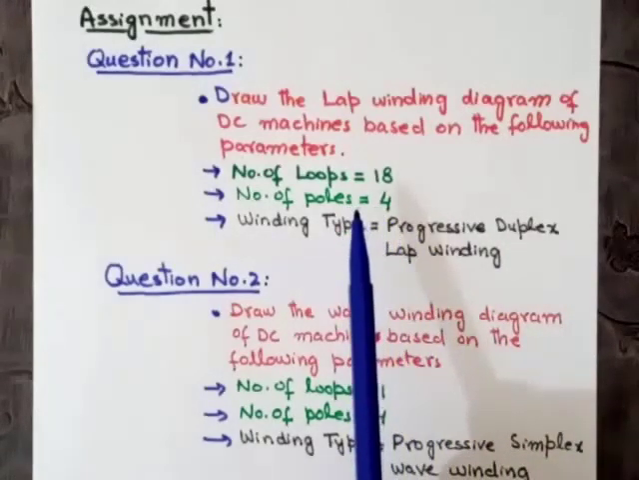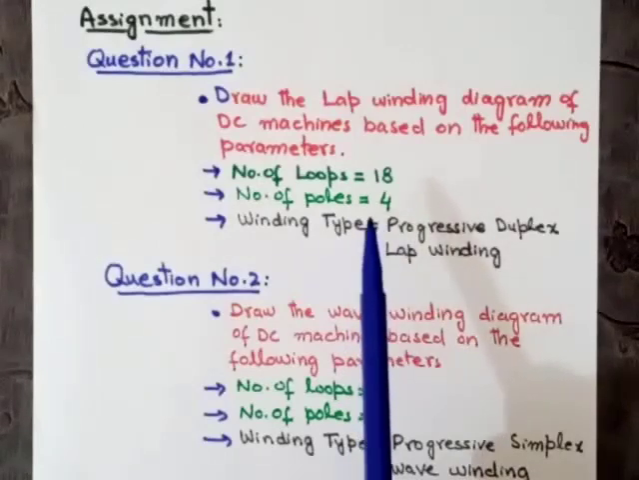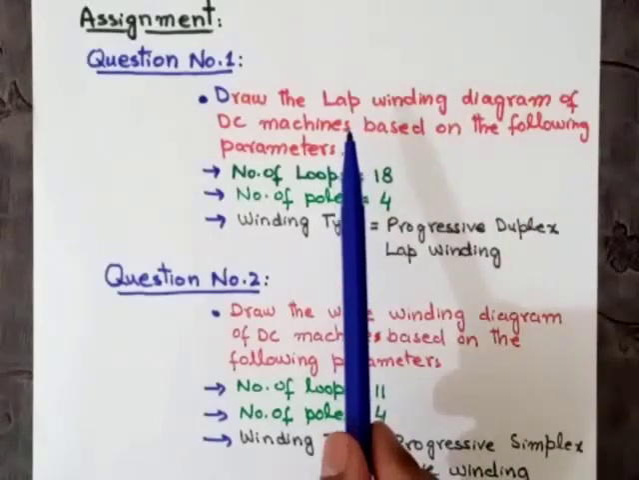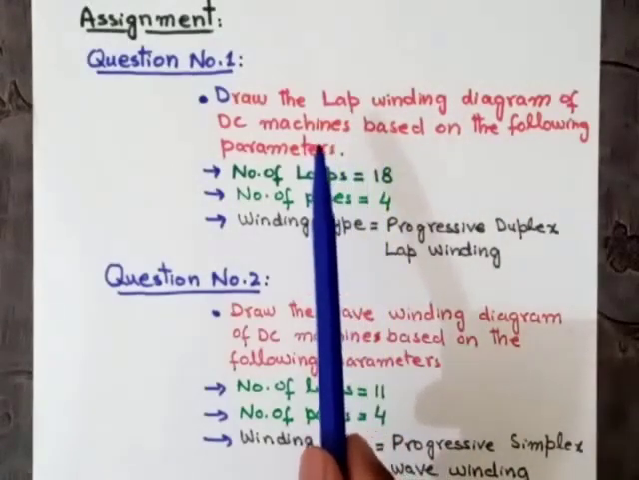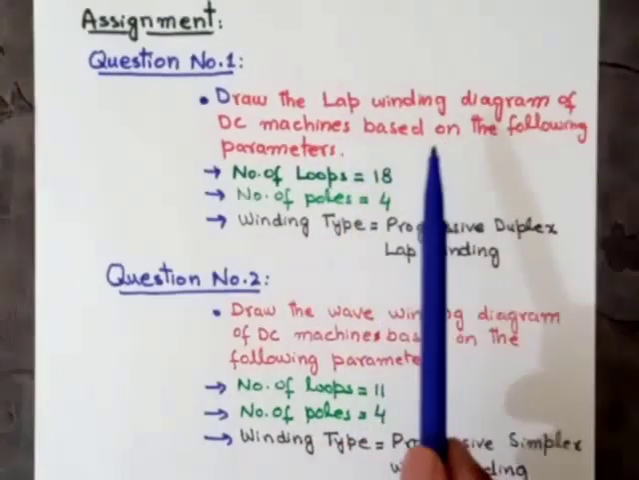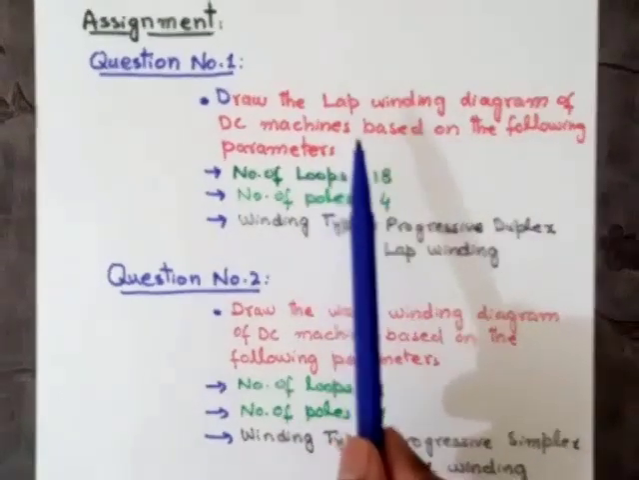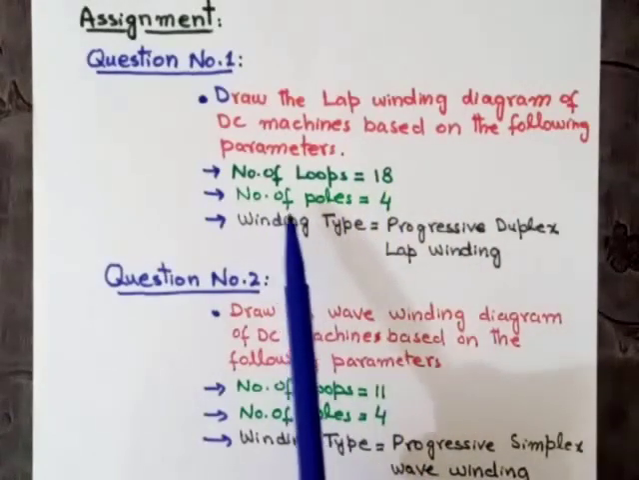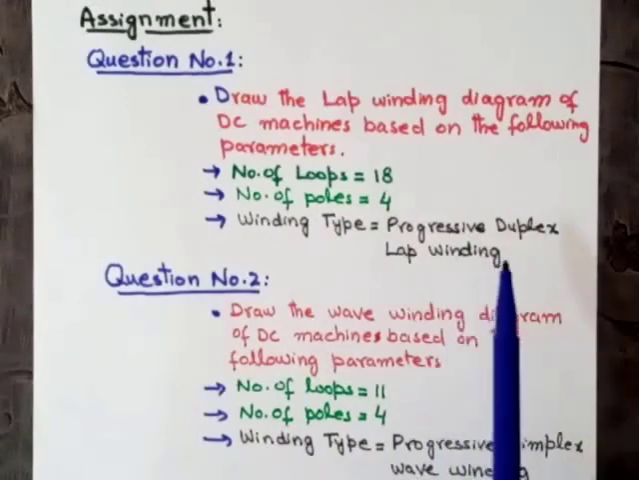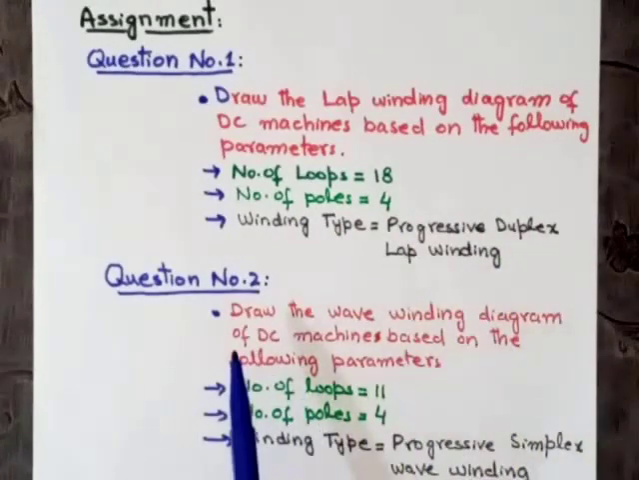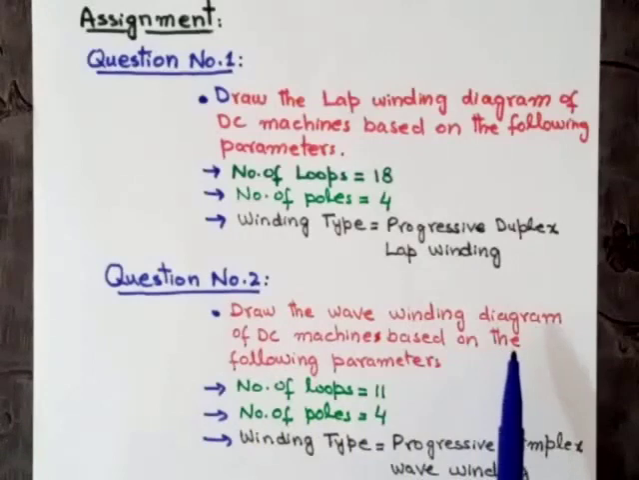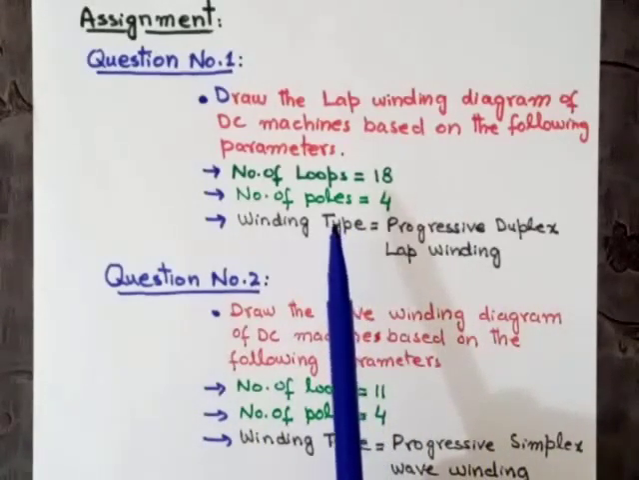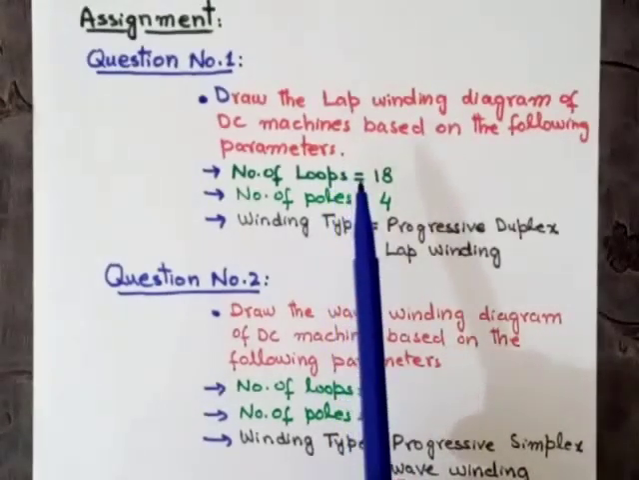These parameters should be included in this problem. This problem is simple: draw the lap winding diagram. In the case of lap winding, the total number of loops in this problem is 18, the number of poles is 4, and the winding type is progressive duplex lap winding. And question number 2 is draw the wave winding diagram. The solution is just a 1-page diagram.